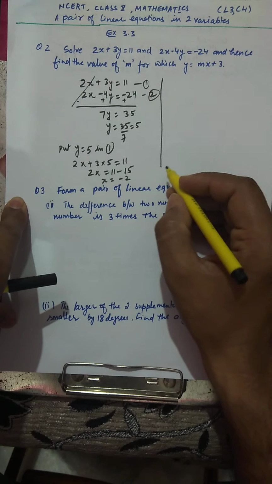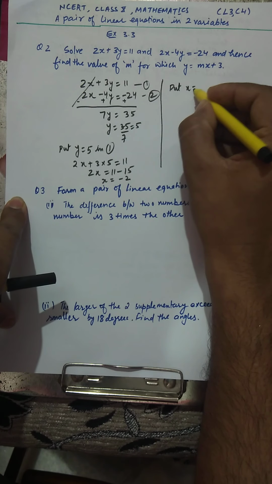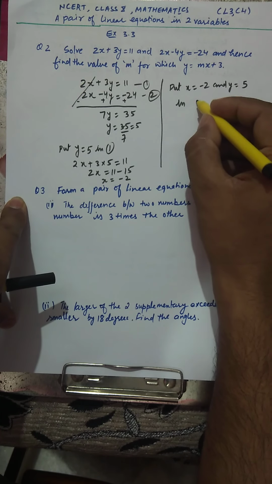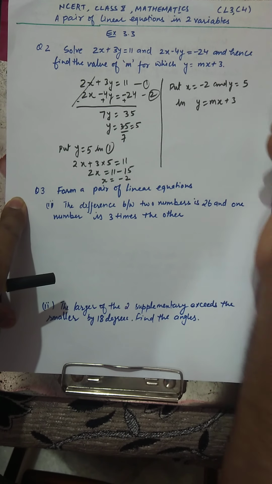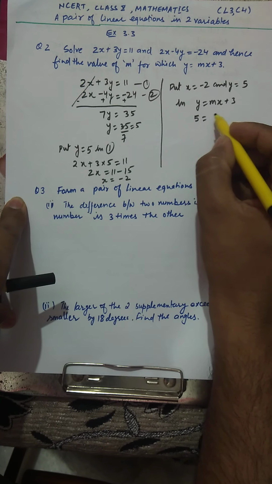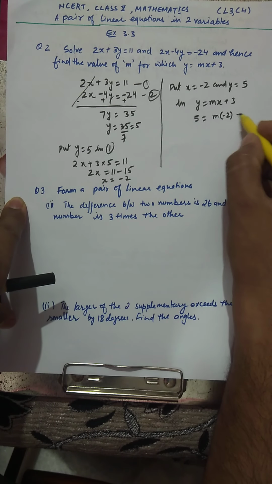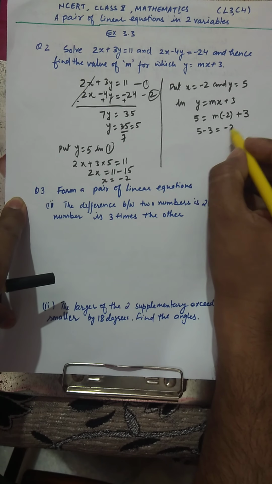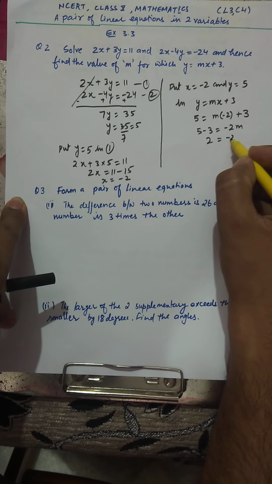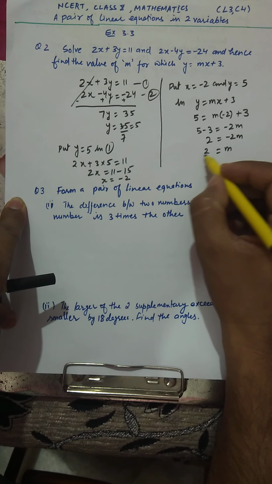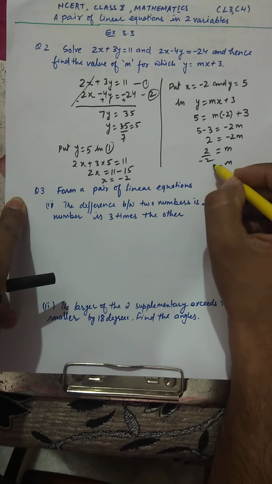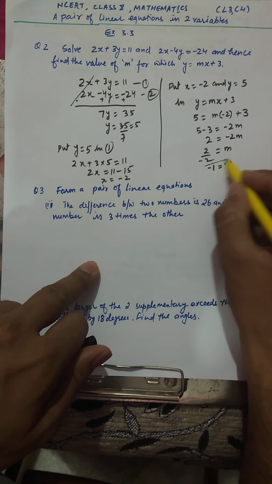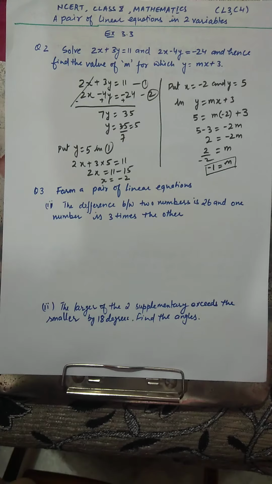Now I have to find the value of m. So I put x equal to minus 2 and y equal to 5 in y equal to mx plus 3. So y is 5, m and x is minus 2 and this is 3. So I simplify this, so this becomes 5 minus 3 equal to minus 2m. So this is 2 and this becomes minus 2m. So m will be 2 upon minus 2. So m will be minus 1. So this is your value of m. You can highlight this value. This is your value of m.